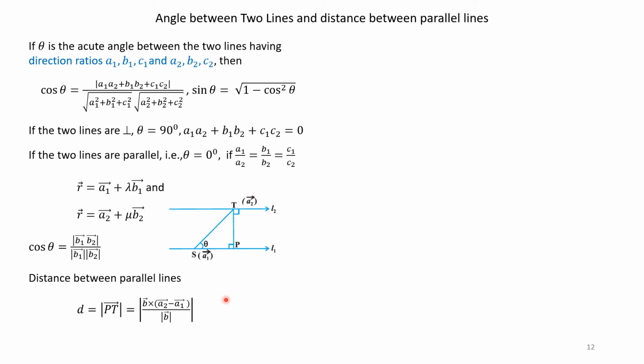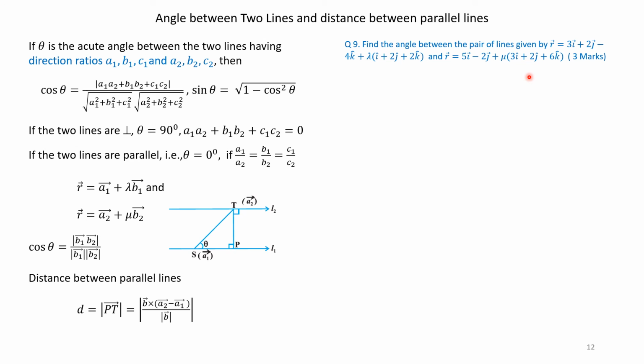These relations you have to remember. Now we will solve some problems. Find the angle between the pair of lines given by R is equal to 3i plus 2j minus 4k plus lambda into (i plus 2j plus 2k), and R is also given by R is equal to 5i plus 2j minus 2k plus mu into (3i plus 2j plus 6k).